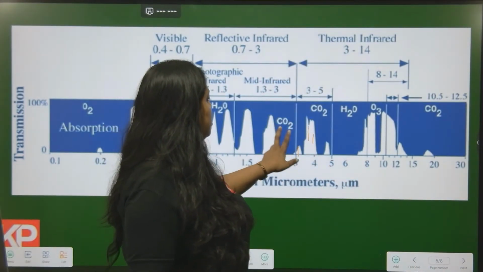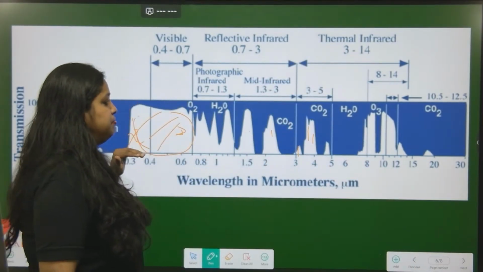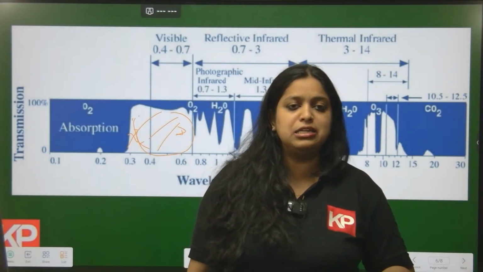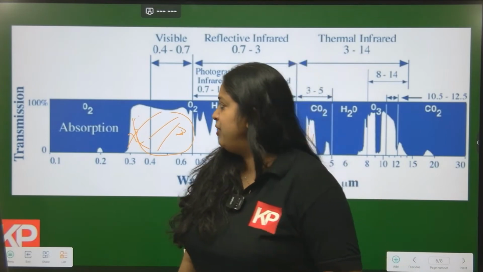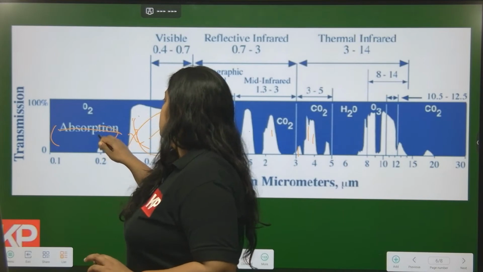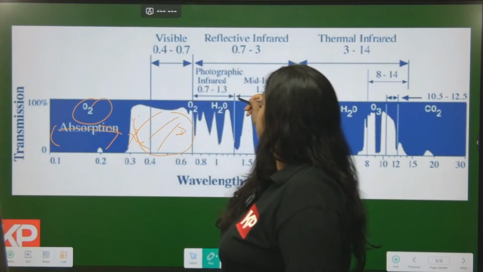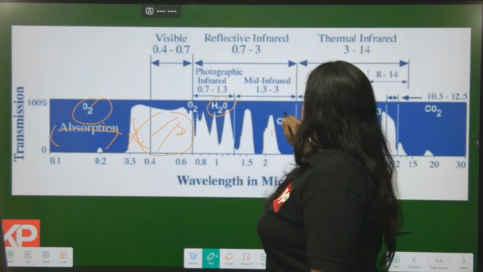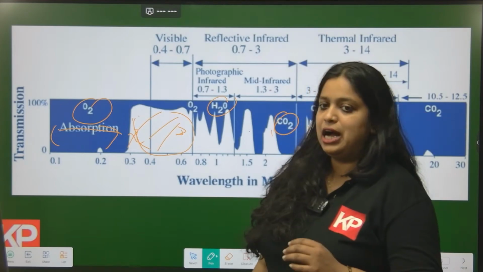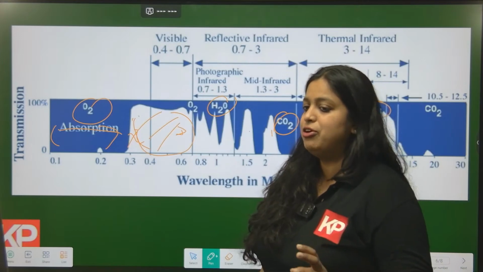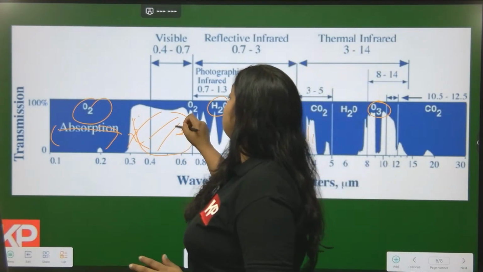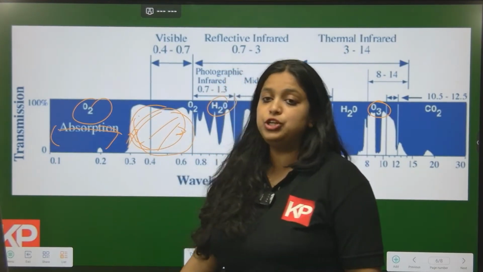So these are also atmospheric windows. This portion is very important for GATE and NET examinations. They will ask direct questions. They will ask which region is absorbed by oxygen, or which region is absorbed by water, carbon dioxide, or ozone. So direct questions will be asked, and you should have a better idea about this particular image. They will also ask about the atmospheric window regions.